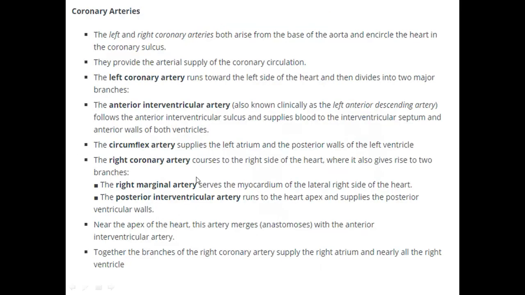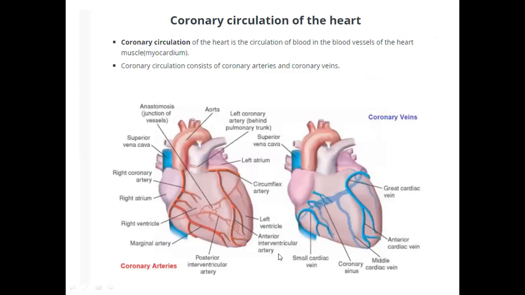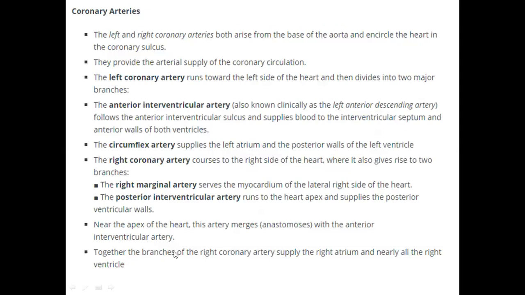Good. Now, near the apex of the heart, this artery merges, or anastomoses, with the anterior interventricular artery. So you see that there is an anastomosis between the right coronary artery and this anterior interventricular artery from the left coronary artery. So this is the anastomosis here. You see there is one anastomosis here and there is another anastomosis here. A part from the right artery and another part from the left artery come to form an anastomosis. Together, the branches of the right coronary artery supply the right atrium and nearly all the right ventricle.